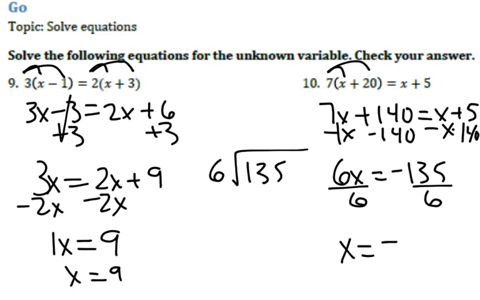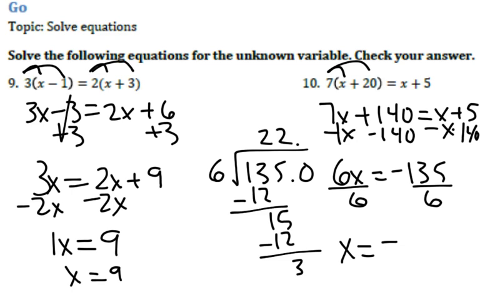6 can go into 13 twice. That would give us 12. Give us a 1. 6 can go into 15, not completely right. That would be another 2. And that would give us 12. And that would be 3. Then we'd have to add a decimal. And that would be 22.5.